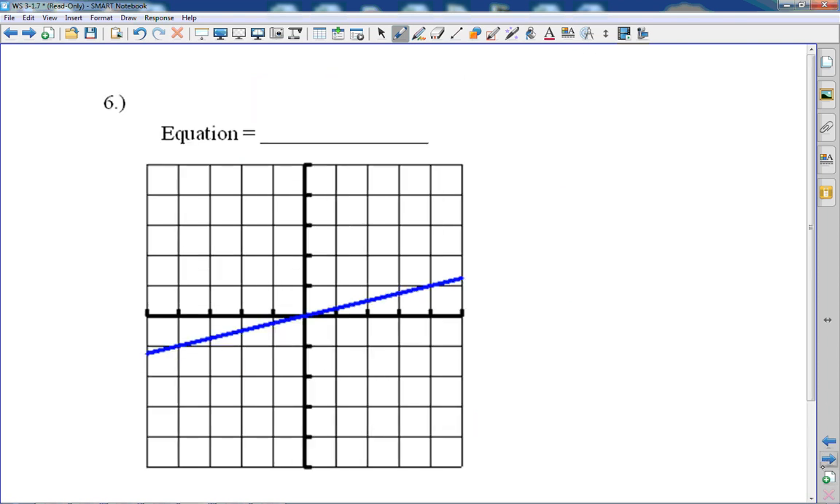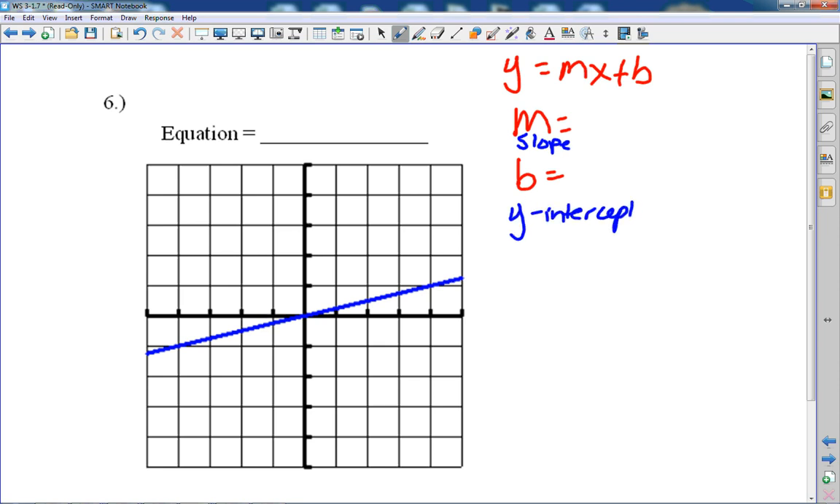Next one. Remember, we need the slope and the y-intercept. y equals mx plus b. Remember, m is the slope, b is the y-intercept. How do we write the y-intercept as an ordered pair? 0 and some number. My y-intercept is right here. That's the origin, so I have 0, 0.